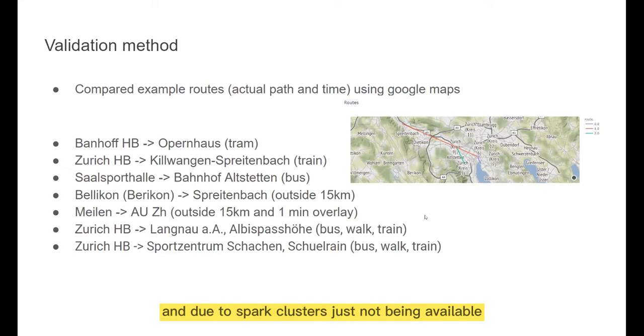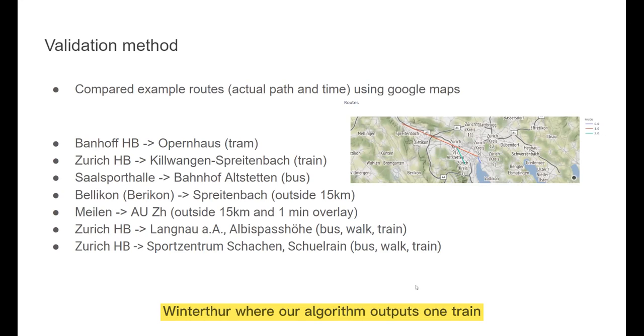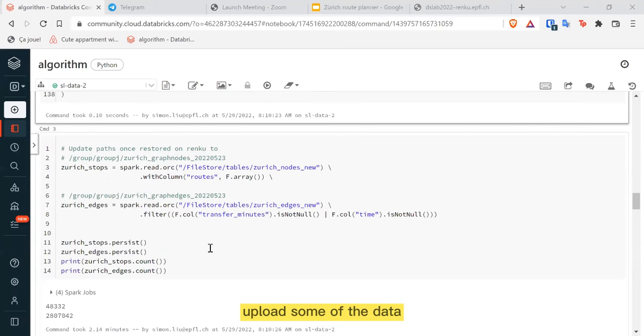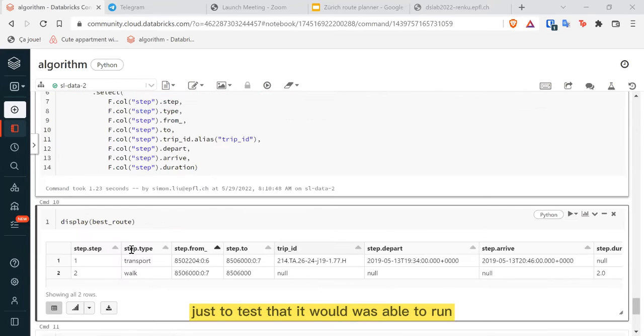Due to Spark clusters just not being available, as well as the GraphFrame library not being available, we were not able to test our overall algorithm to make sure that it works. However, we were able to run our algorithm in a Databricks cluster. We utilized an example between Zug and Winterthur, where our algorithm outputs one train between these places. We would have validated this with our confidence intervals, but due to limitations on a free Databricks cluster, we couldn't upload any data. We were able to upload some of the data as well as the code to a free Databricks cluster just to test that it was able to run.